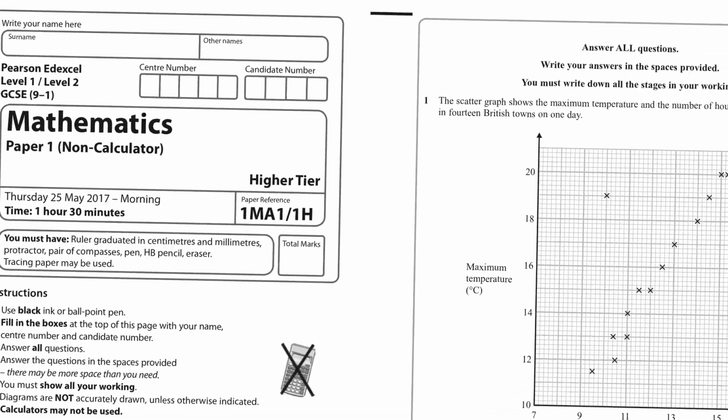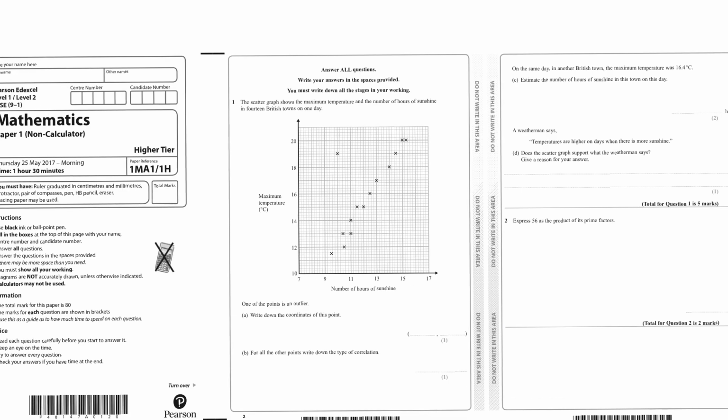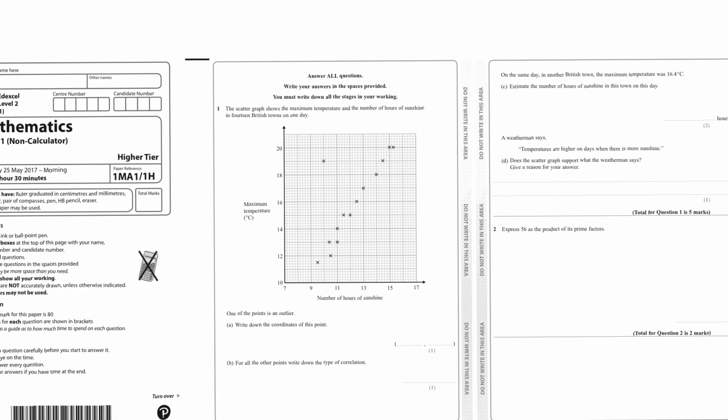So let's go. If we have a look at question one, we have a scatter graph question. I do have a video on scatter graphs in the top link above if you want to refresh your memory on those, and I actually have this question in my video as well.